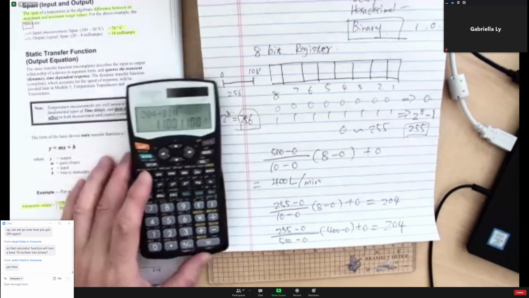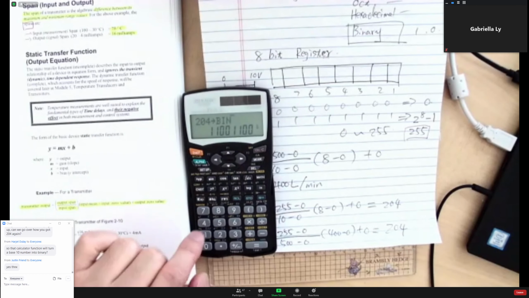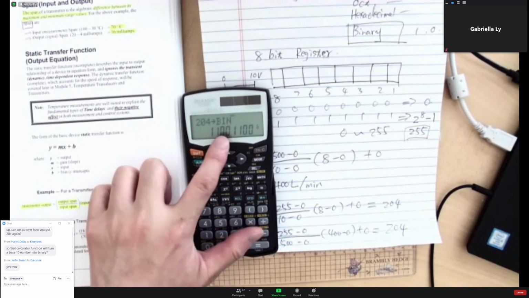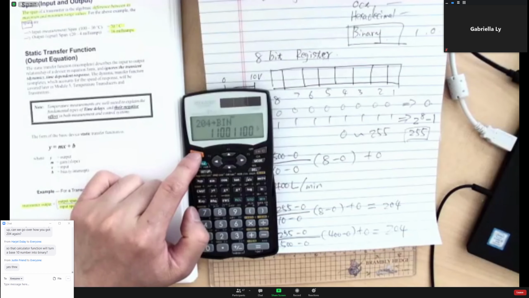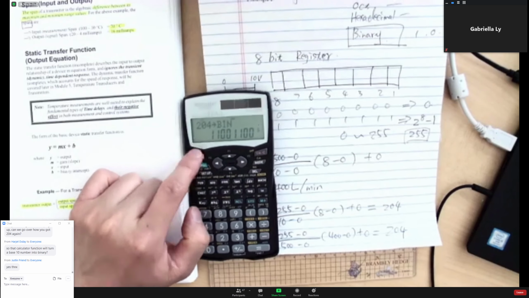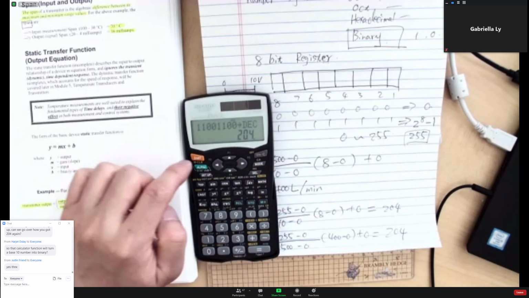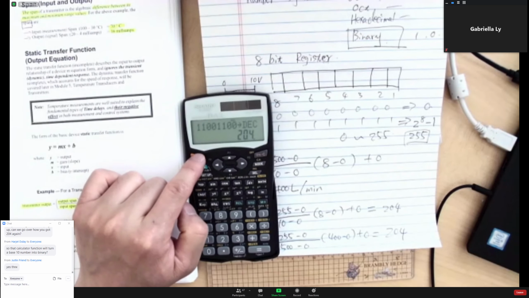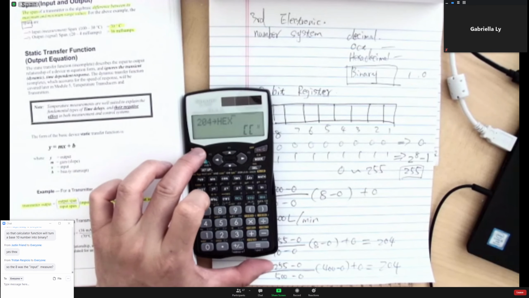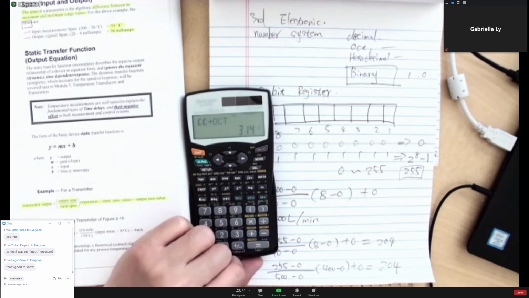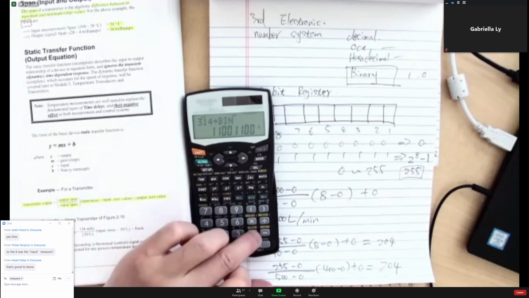For converting between binary and decimal numbers, you can always use the calculator. Here's the binary number, with a B on top. If I want to convert into decimal, press second, decimal. If I want to convert into hexadecimal, press second, hex. To convert into octal, second, octal, then second, binary, second, decimal.